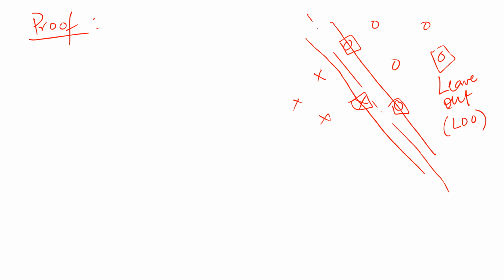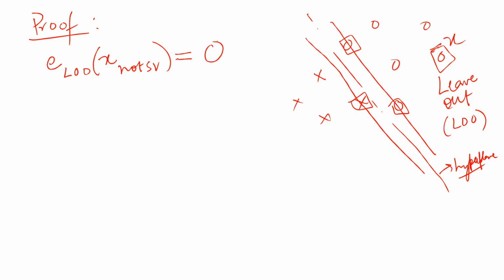If I left this point out, it is not impacting my hyperplane, which is this, right? So if I left that out, it's not impacting my hyperplane at all. So my final hypothesis is not changing. My hypothesis correctly classifies this left out point, although it wasn't included when I was determining my hypothesis, which in turn tells me that the leave one out error as a result of this point, let's say this point was x, which was not a support vector, is 0, right?